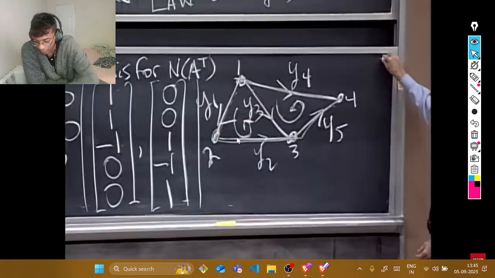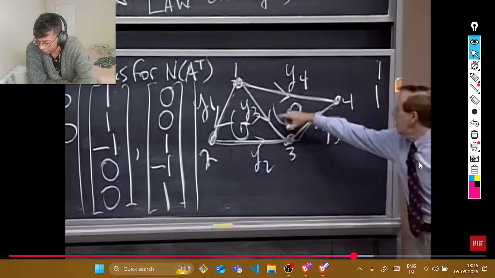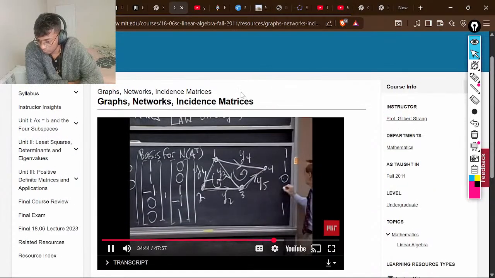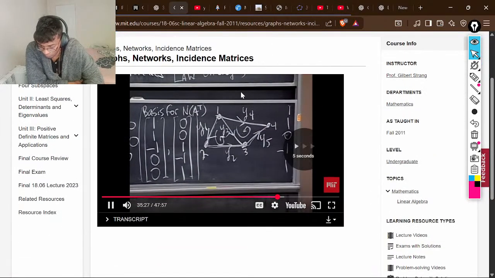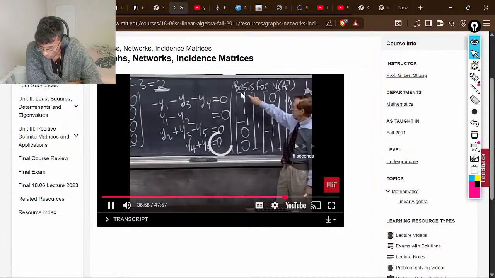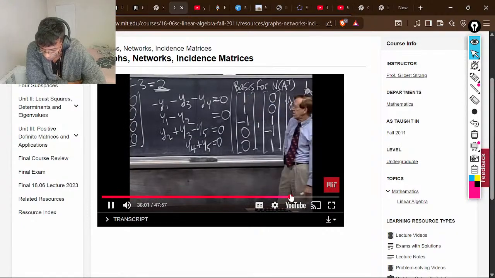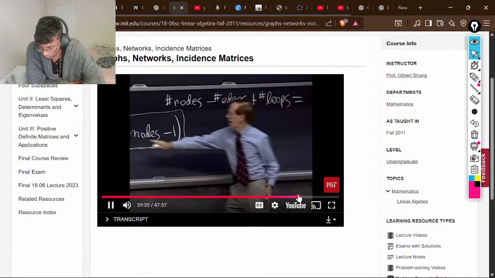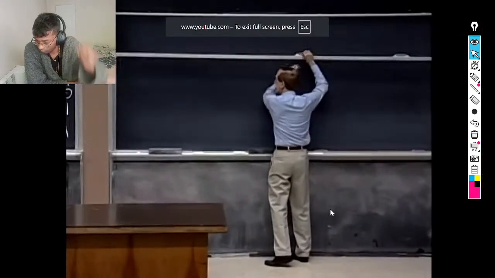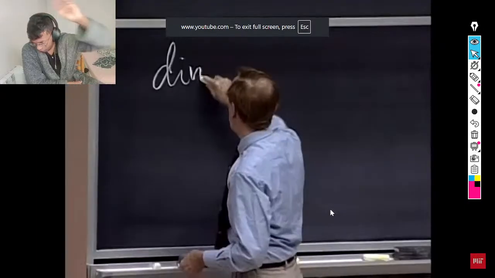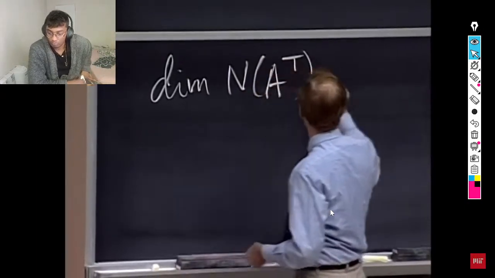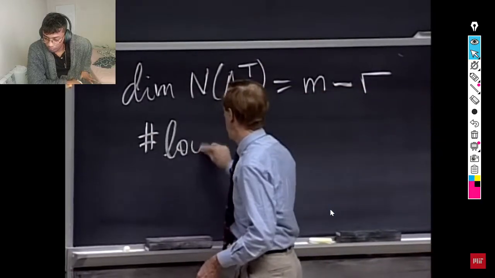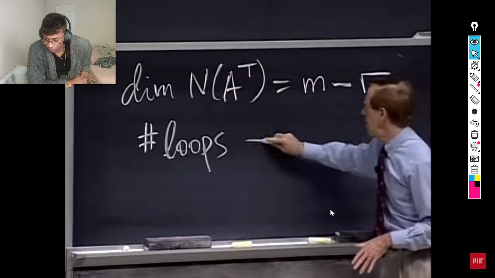What about that? One for y1, one for y2, nothing on y3, one for y5, and minus 1 for y4. What about the first column plus the second column equals... The formula: the dimension of the null space of A transpose is m minus r. This is the number of independent loops. m is the number of edges.